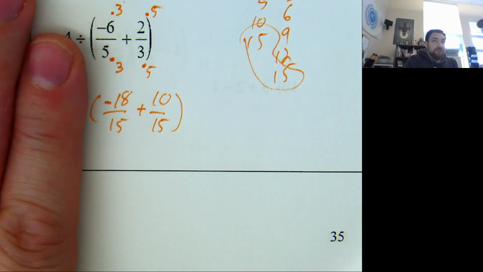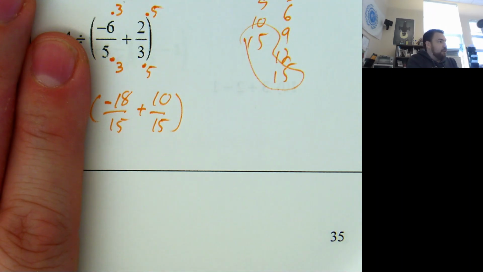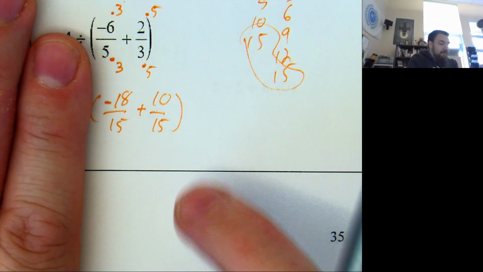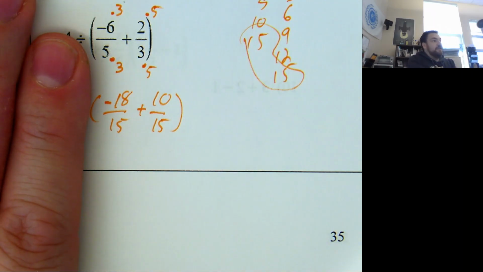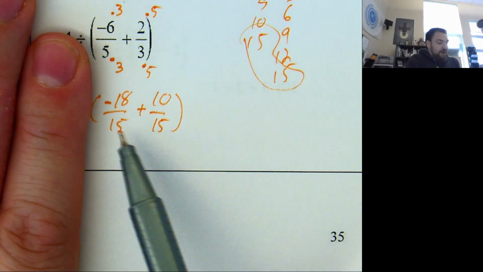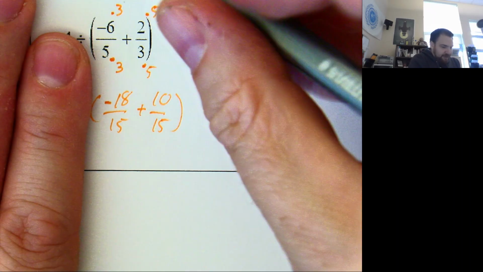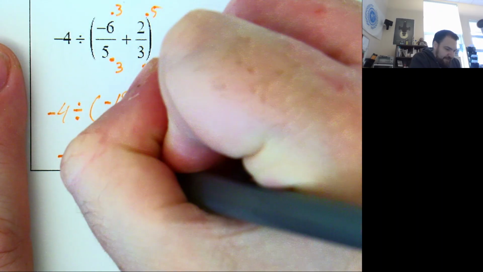And now I'm actually going to go and do this. We've got a common denominator. So when we're adding and subtracting, we just go across the top. Negative 18 plus a positive 10. So it's going to be less negative, towards zero. Thank you, Ethan. Louder. Negative 8. So this is going to become negative 4 divided by negative 8 over 15.